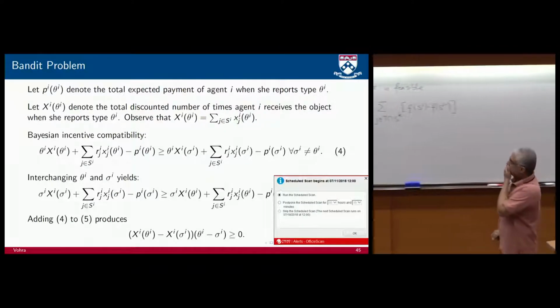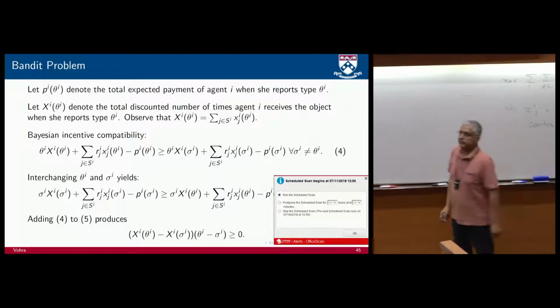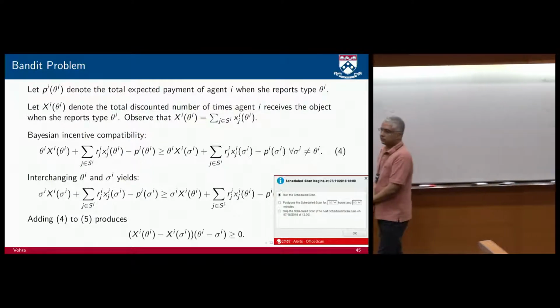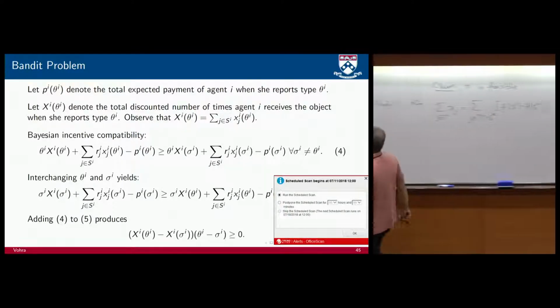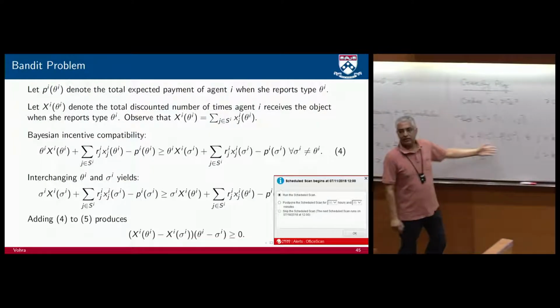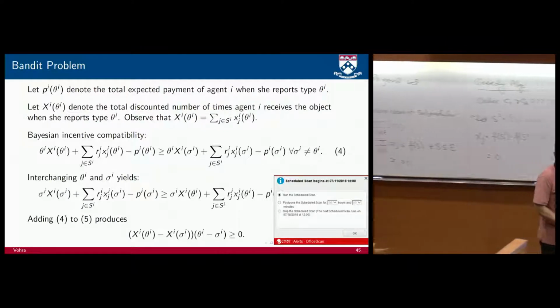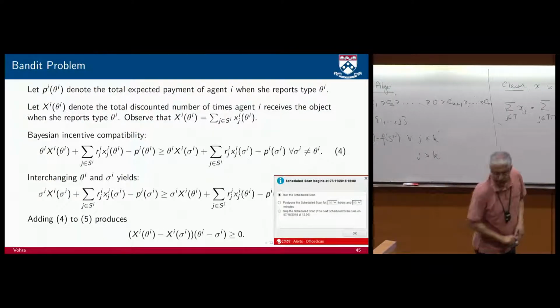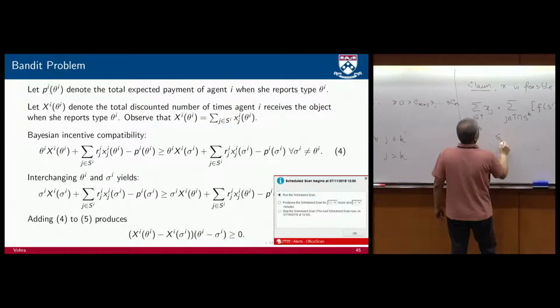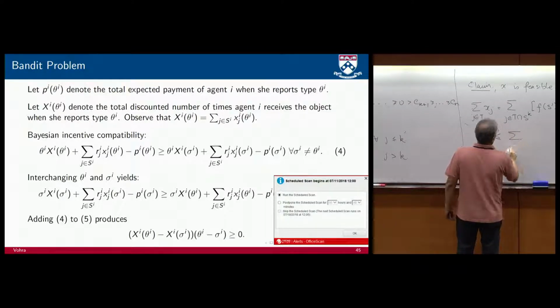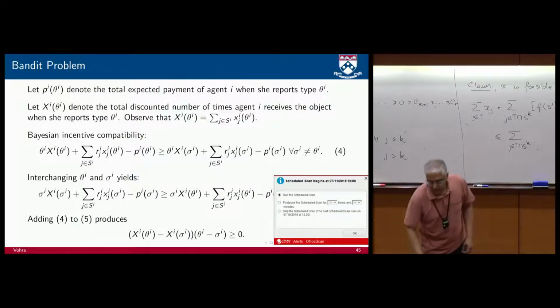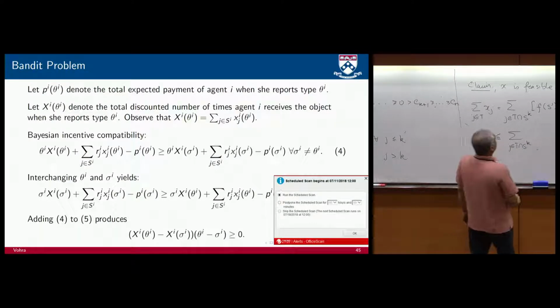Agreed? It's only the first k elements that can possibly be positive. Let me just write it out first.